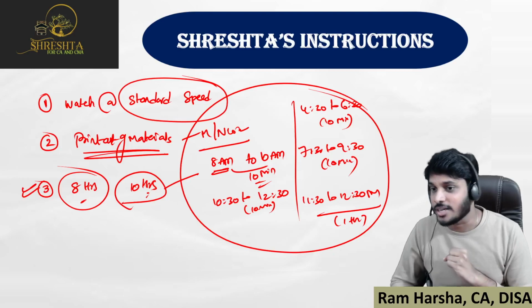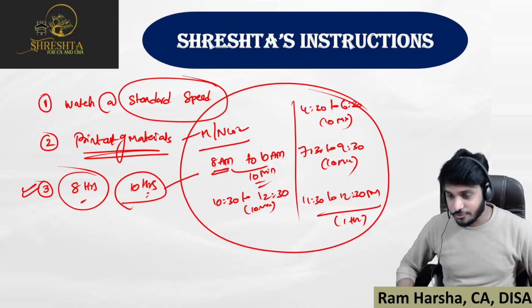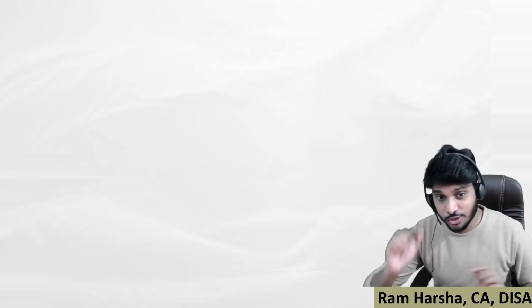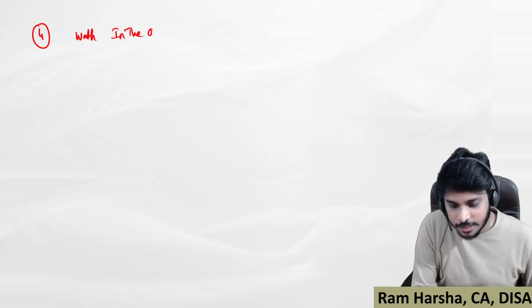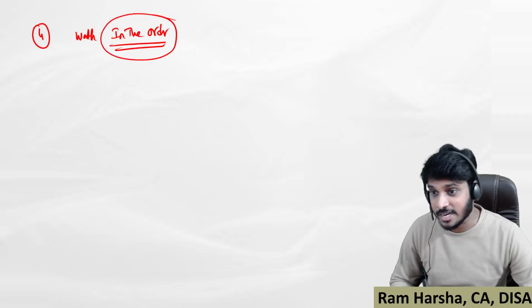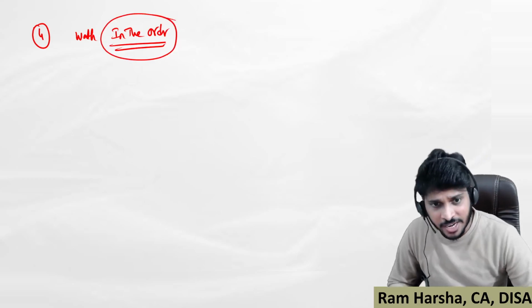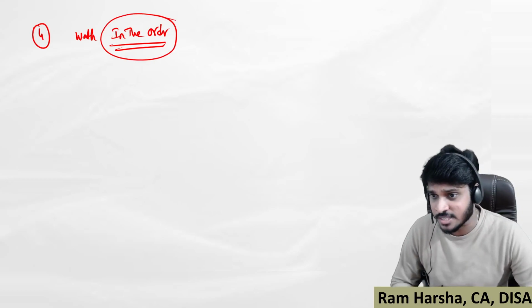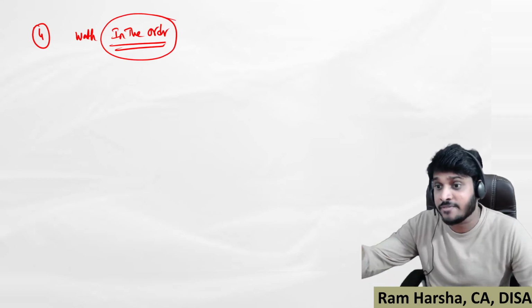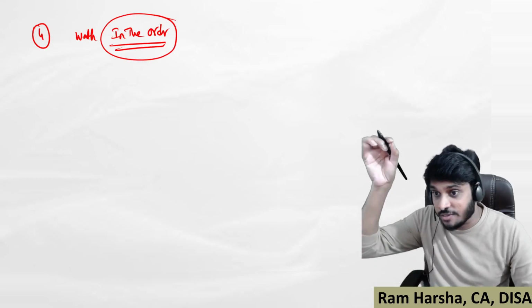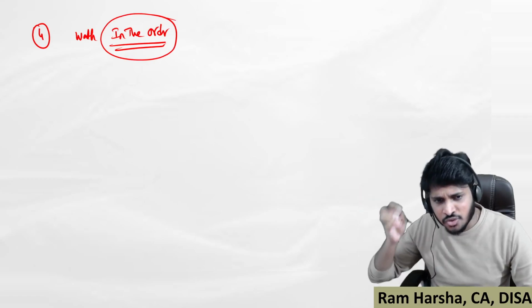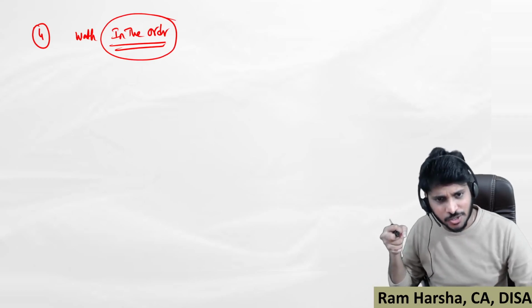This is the third important instruction. And the fourth important instruction, most important: watch the subject in the same order in which we uploaded it or as directed by the faculty. You might have taken only paper 5 advanced accounts, or only paper 6 audit, paper 2 law, taxation, or AISSM. Watch in the same order in which the faculty tells you the class. Through that, you get the best advantage.